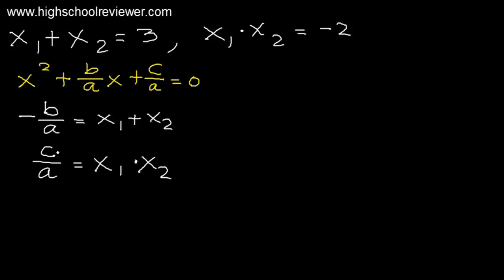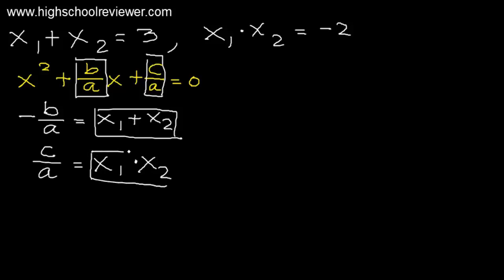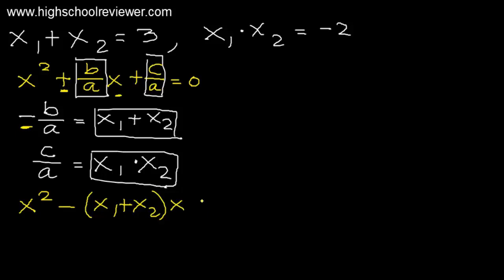So we can substitute here. Instead of b over a, we are going to substitute x sub 1 plus x sub 2, and instead of c over a, we are going to substitute x sub 1 times x sub 2. So substituting, our equation now will be x squared. Now, since this is negative and we have here positive, we will have here negative. And this will be negative x sub 1 plus x sub 2 multiplied by the variable x. And then we will have plus, instead of c over a, x sub 1 times x sub 2, equal to 0.